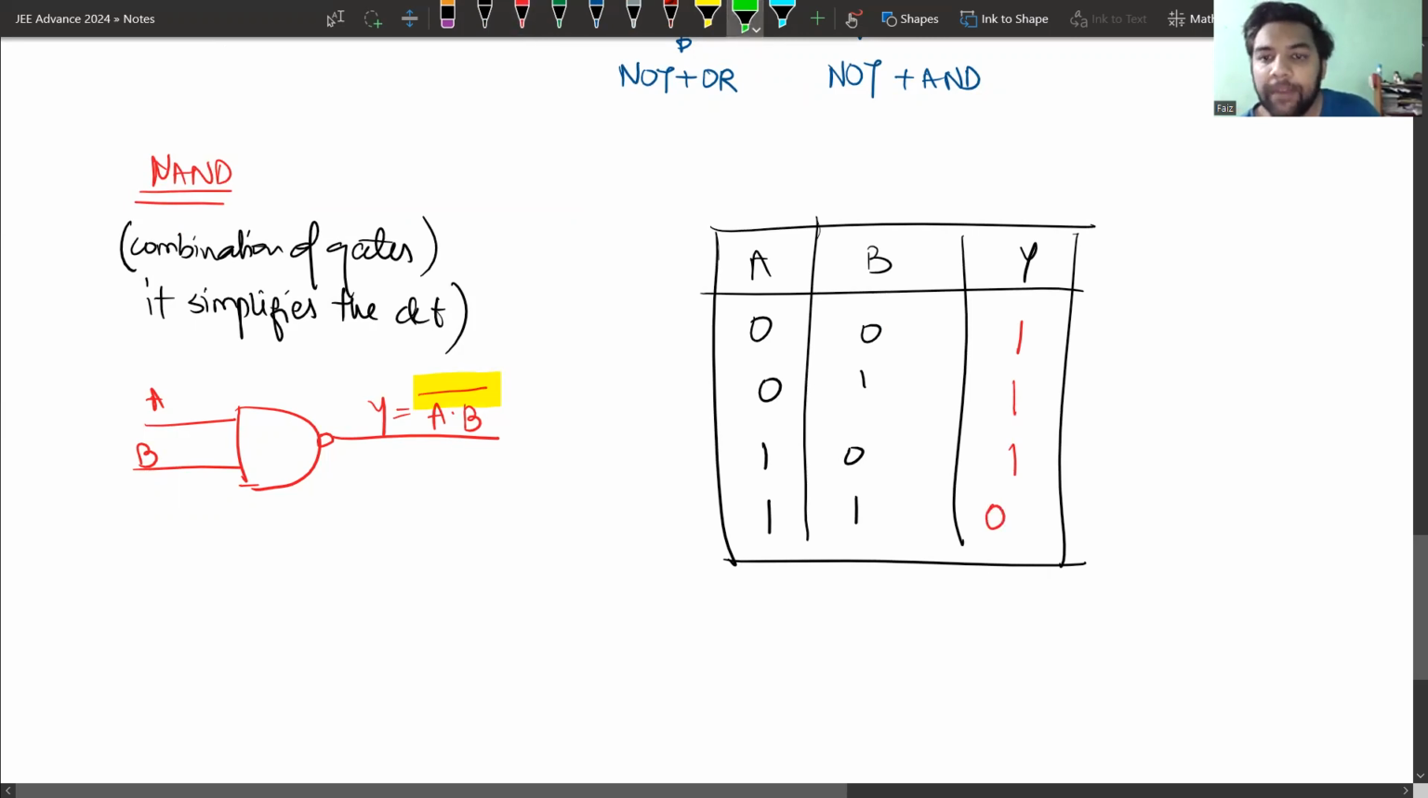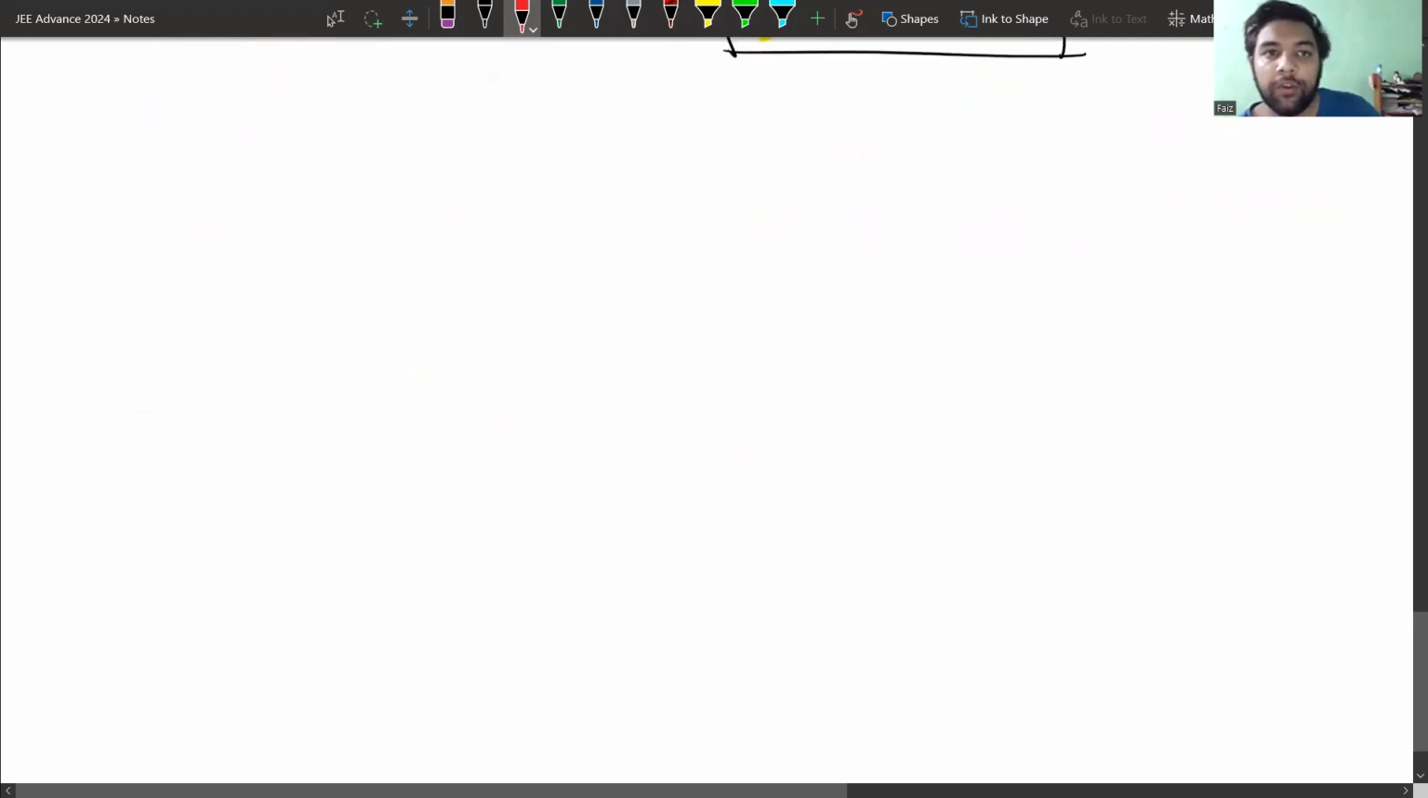So now you can tell me which one is the unique value, this 0, right? What is the corresponding input for this unique value? That is 1 and 1. This is the unique value. Hopefully this is clear. Now moving on to the NOR gate.